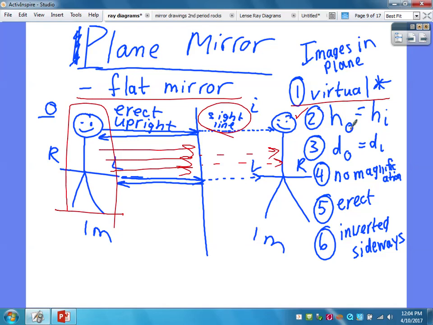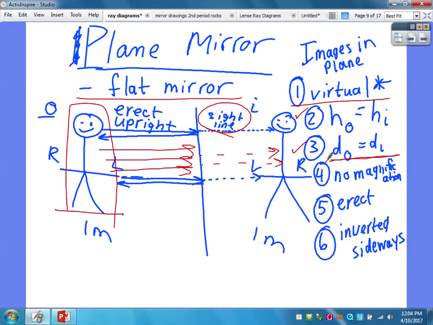Okay, the object height and image height are the same. You're not going to look any taller or shorter. You're going to look the same size. You're going to look the same distance. The image distance will appear just as far away as you appear in front of the mirror. That's why everything looks proportional, okay?